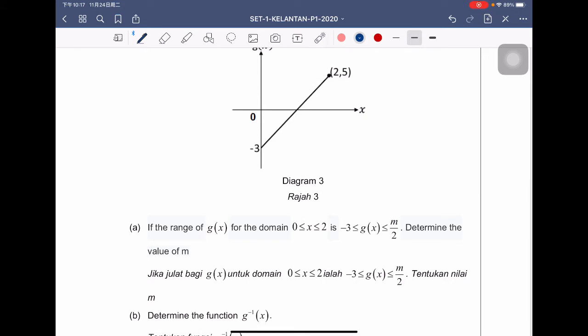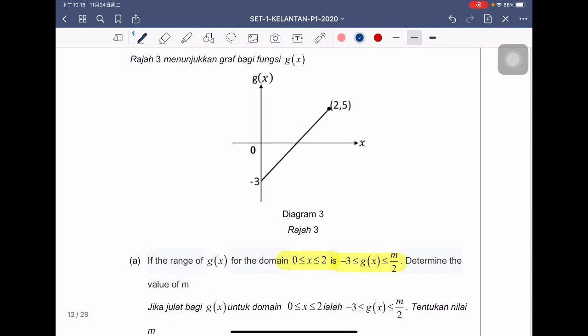A. If the range of g(x) for the domain x smaller than 2 but greater than 0 is g(x) smaller than m over 2 but greater than -3, determine the value of m. So for the domain x smaller than 2, x smaller than 2 is here, smaller than 2 but greater than 0. Okay, so the region we will look at is this region.